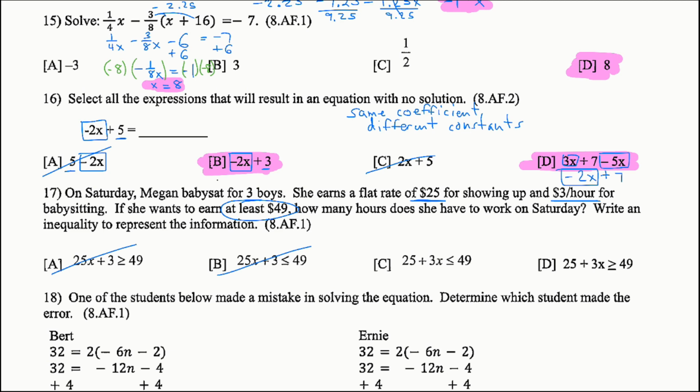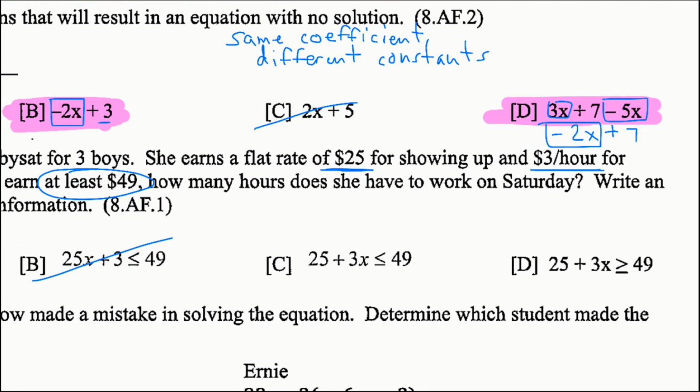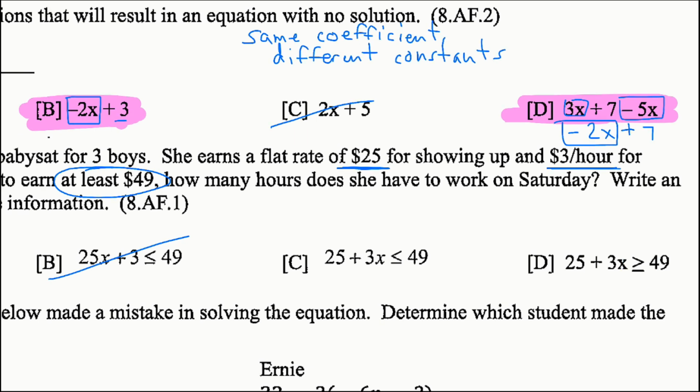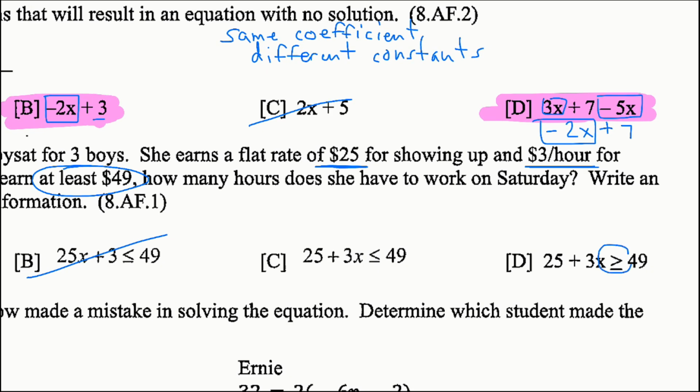After that, we really just need to determine, okay, do we want less than or equal to $49, or do we want more than or equal to $49? She says at least $49. So that means we want greater than or equal to $49. So D is going to be our correct inequality there. All right.